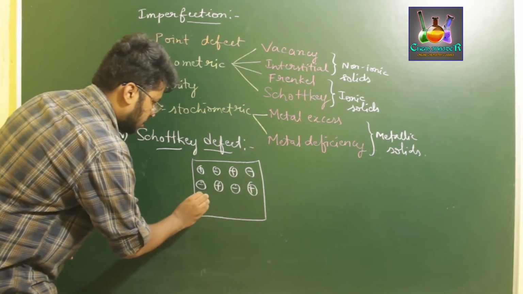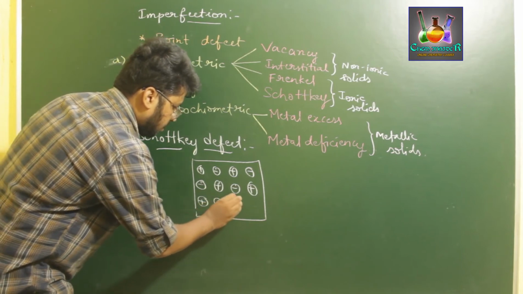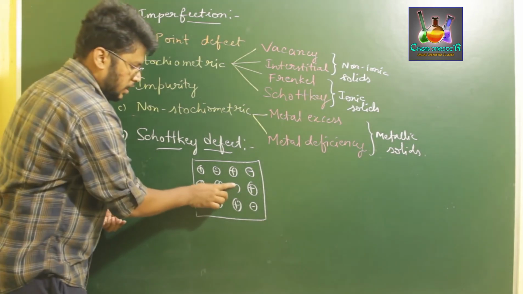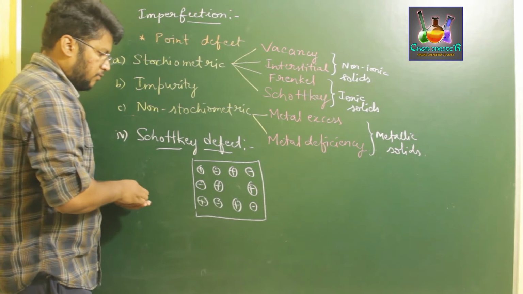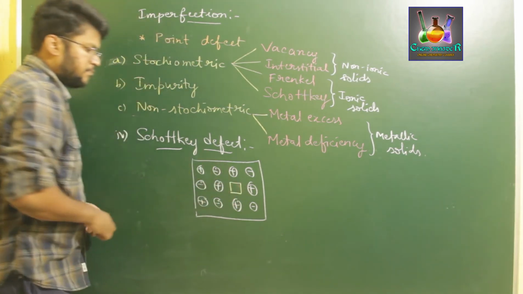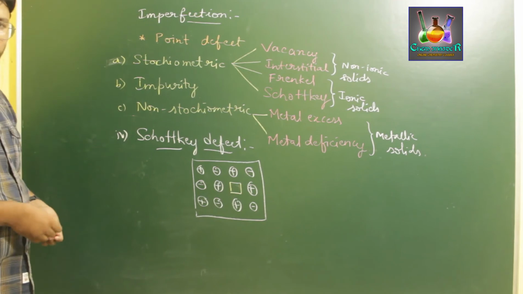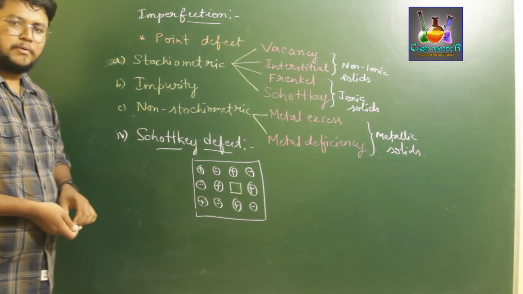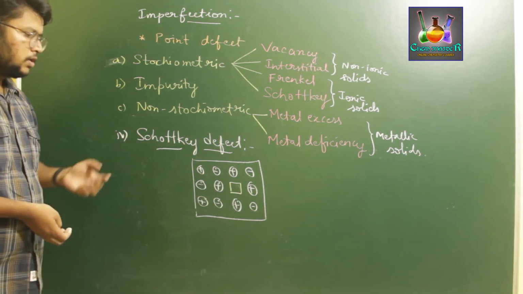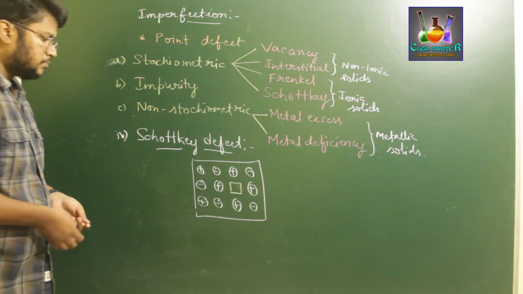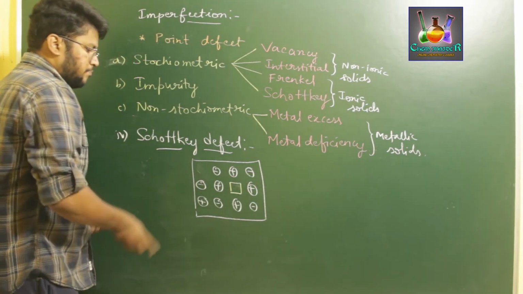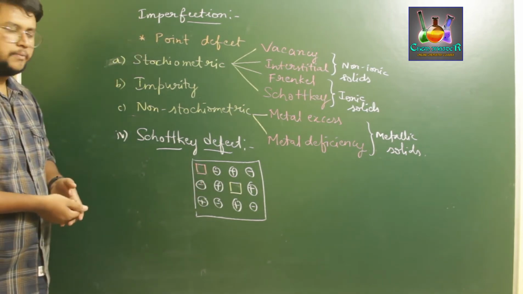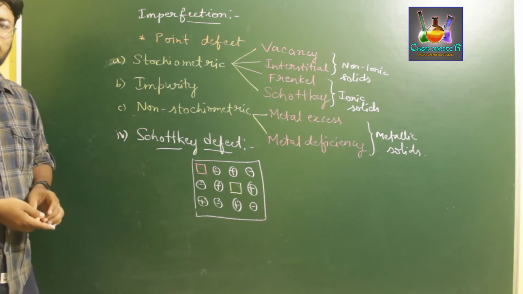Let us say we have lost a complete ion from its position. A cation or anion may be different, it doesn't matter which we are taking. So let us say I am removing this negative charged ion, that is an anion, and we find a vacancy defect created at this position. In a Schottky defect, the vacancy created because of the loss of an anion is neutralized by the loss of a cation. So if we lose a cation for this condition, then we achieve electrical neutrality. Hence this type of defect is called Schottky defect.